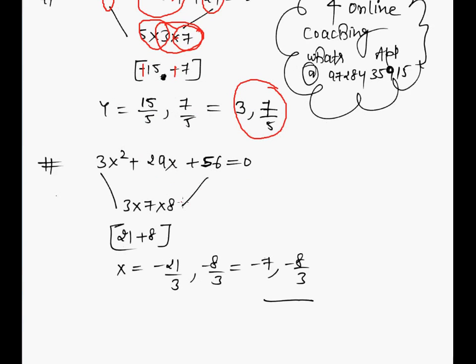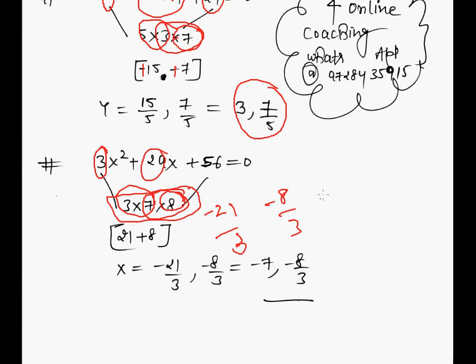3 multiplied by 56, I factorize this: 7 multiplied by 8. From this we have to make two factors such that whose sum is 29. Easily we can find 21 plus 8. But what is the answer? Change the sign of the factors and divide by the coefficient of x square. These are the answers. So the main thing is first make the coefficient of x square positive.